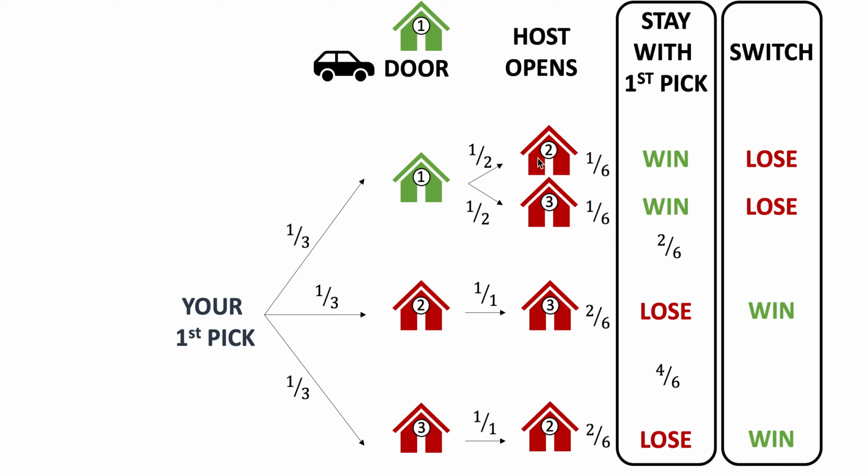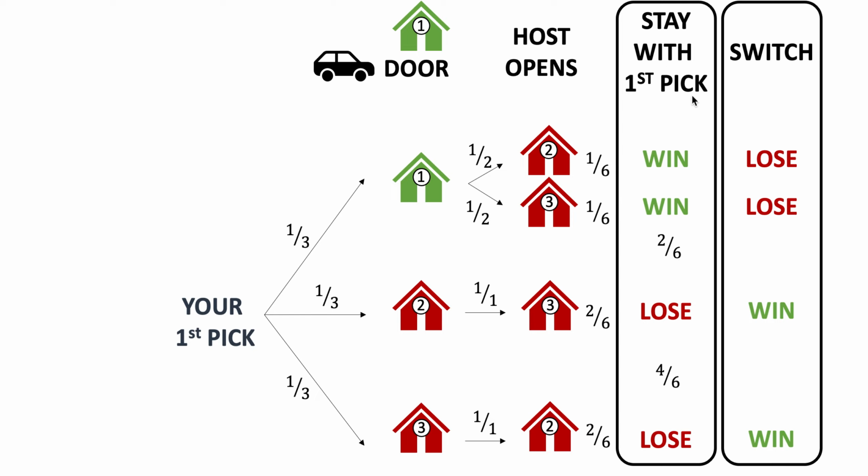So that is how you arrive at 1 by 6 for this upper branch and 1 by 6 for this lower branch in the first case, 1 by 3 in this second case, 2 by 6 is 1 by 3, and then 1 by 3 or 2 by 6 in the third case as well. Obviously, for the first scenario where there are parallel branches, you add the resulting probabilities to arrive at the final answer, which in this case is 2 by 6. So if you stay with your original decision, the probability of winning as a whole is 2 by 6. The probability of losing as a whole is 4 by 6.